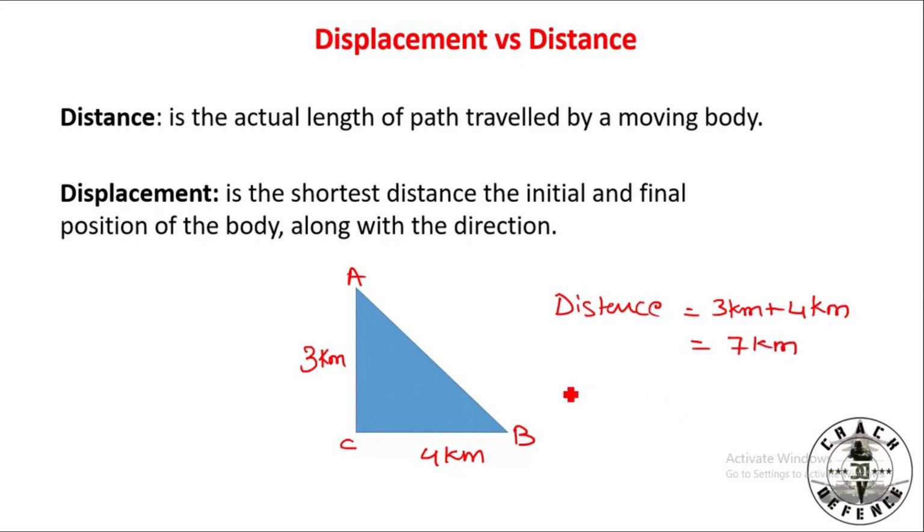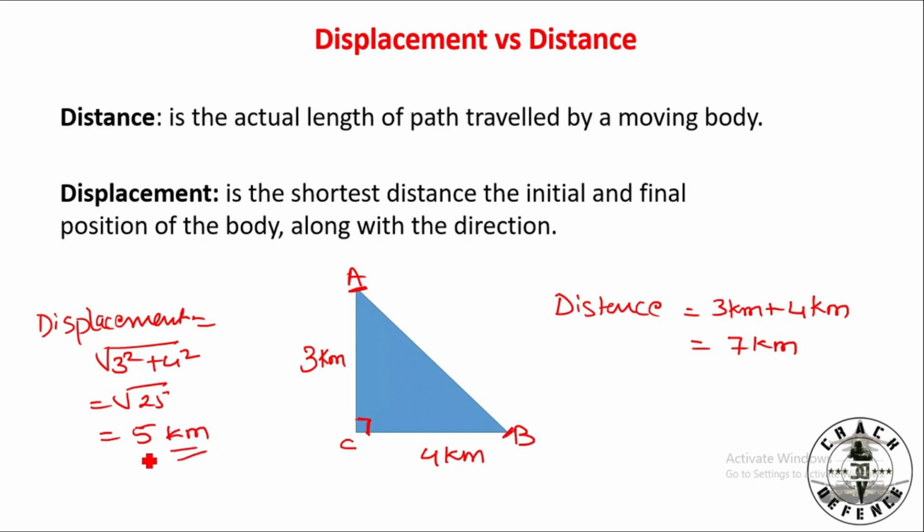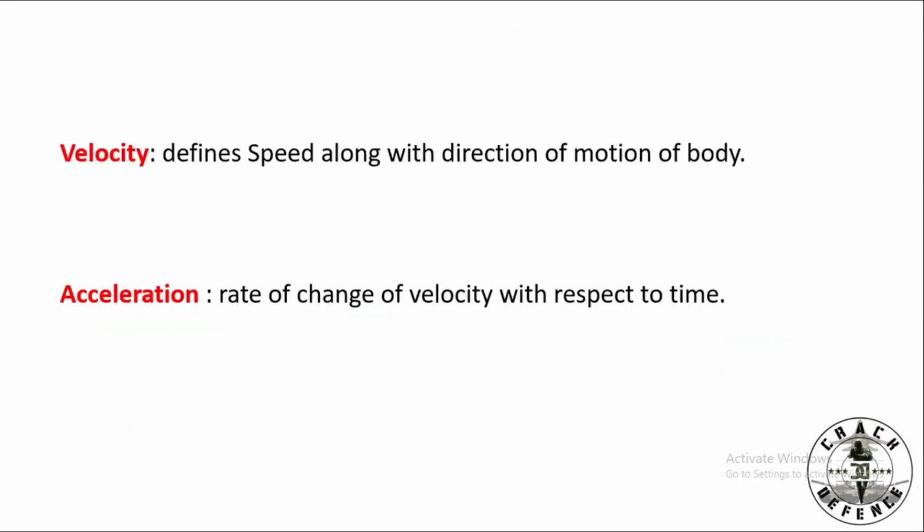Similarly, if we have to calculate displacement for it, displacement would be the shortest distance between point A and point B. Now if we apply Pythagoras theorem, we get square root of 3 squared plus 4 squared, and it becomes square root of 25, and that is 5 kilometers. So the displacement would be 5 kilometers, but the distance for the same example is 7 kilometers. Now that's the difference.